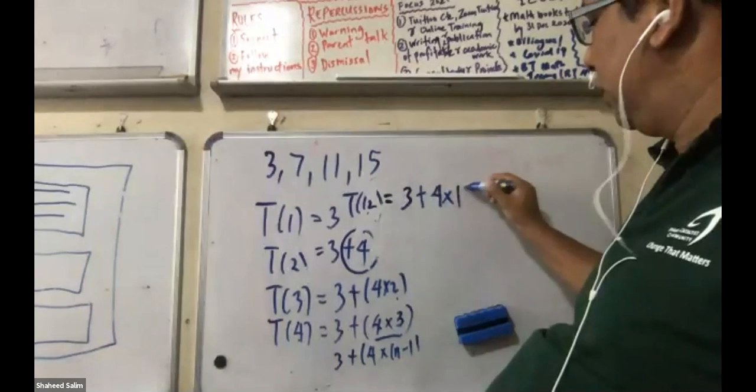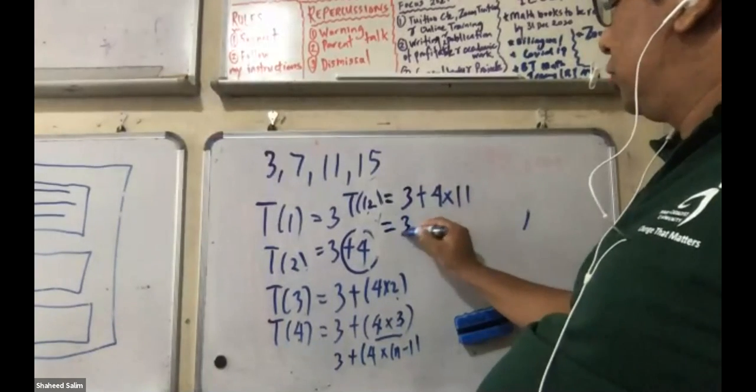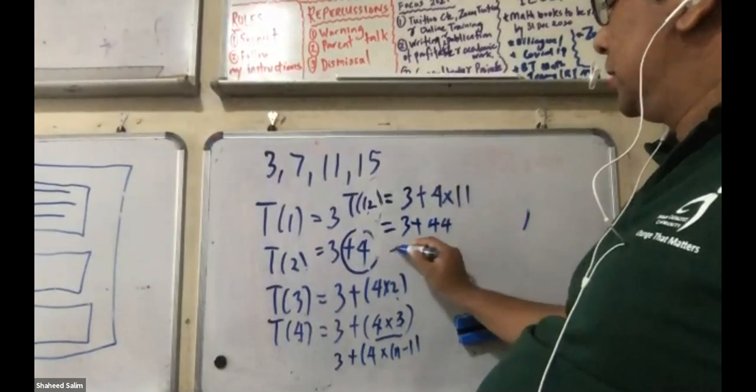Well, 11. So 3 plus 44, and your answer is.